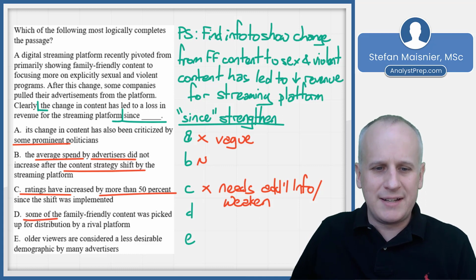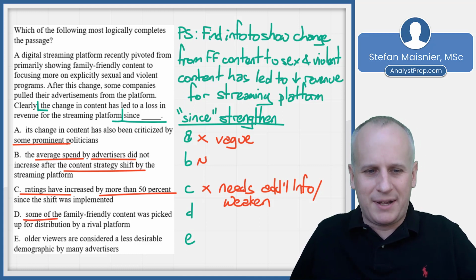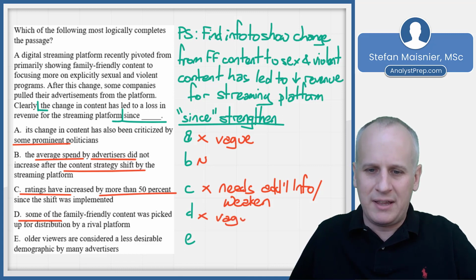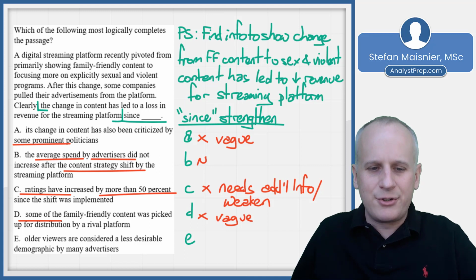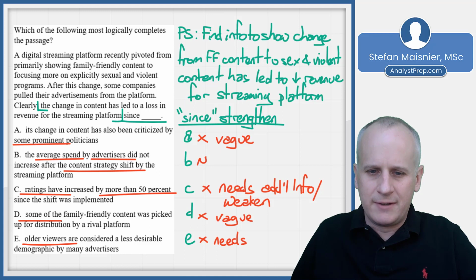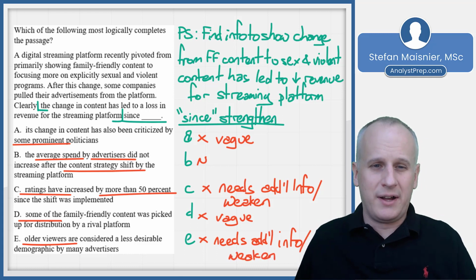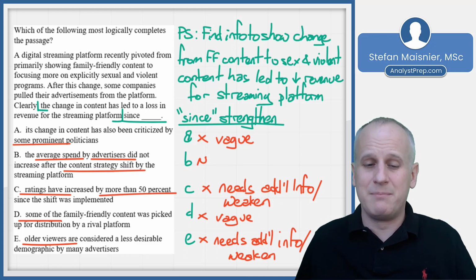Choice D, we've got once again some of the family-friendly content was picked up for distribution by a rival platform. Again, that could not be more vague if it tried. And for choice E, we talk about older viewers. Well, that once again needs additional information. And at best, it may weaken, because it's saying that we've gone to theoretically older viewers with the sexual and violent programs as opposed to family friendly. But again, there are way too many logical leaps required to make this connection solid.